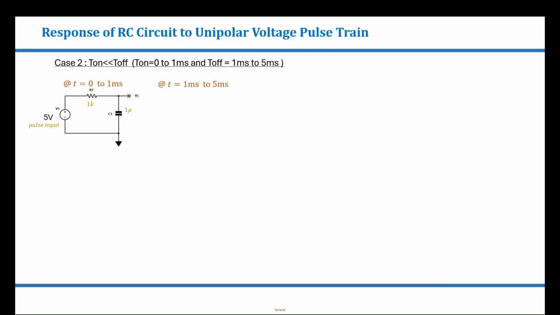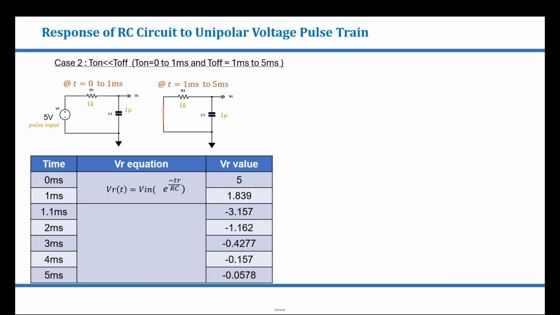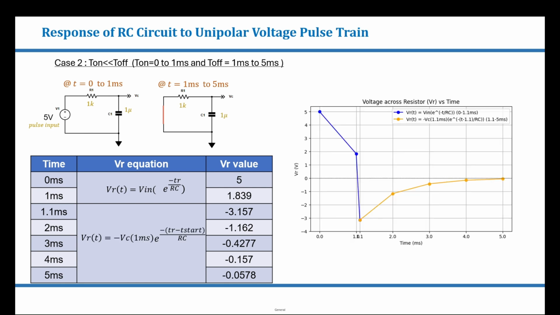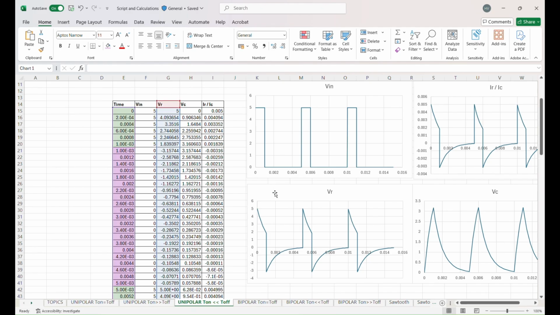Now let's look at how voltage across resistor looks like. Between 0 to 1 milliseconds, voltage is available, and between 1 to 5 milliseconds, it is replaced by short. On using these equations and obtaining the following values, on plotting it, we can see that voltage across resistor looks like this. On calculating voltage across resistor for every 200 microseconds, this is how the graph looks like.